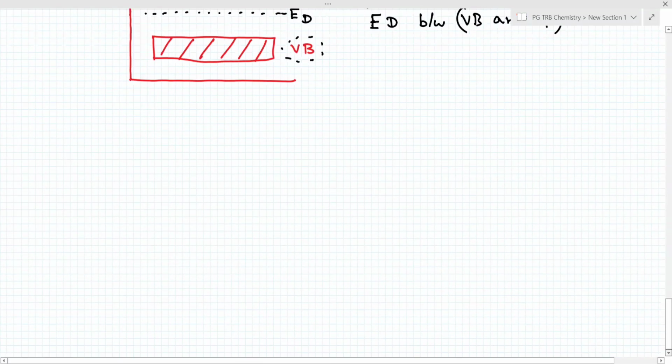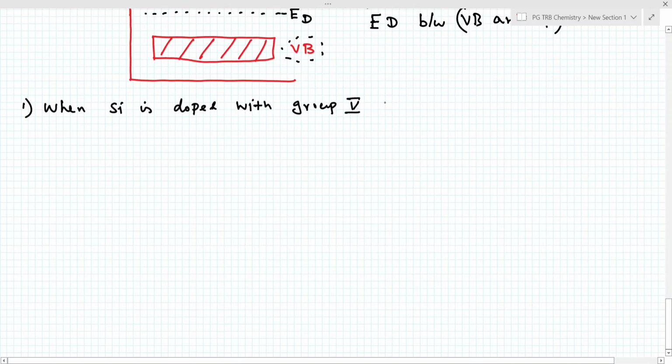Okay, let's go with that. See, the question is going here. Try this question. What is the answer? When silicon is doped with group 5 elements. N type or P type, students, this one. N type or P type. When silicon is doped with group 5 elements.